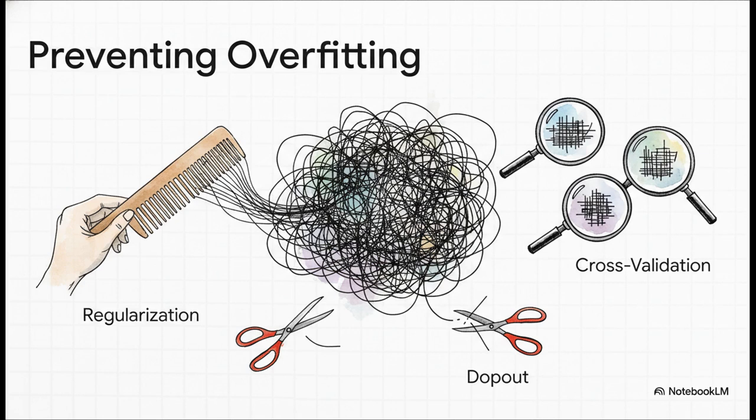So, to fight this, analysts have a whole toolkit of defensive moves. Techniques like regularization, cross-validation, and dropout. They're all designed to stop the model from just memorizing. They force it to learn the general underlying patterns that will actually help it make good predictions in the future.